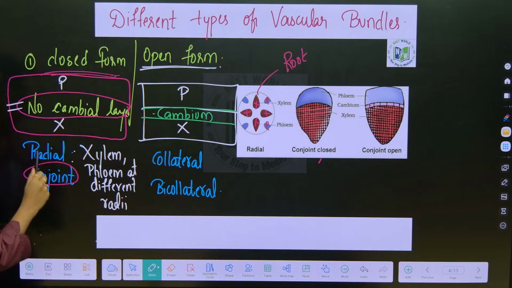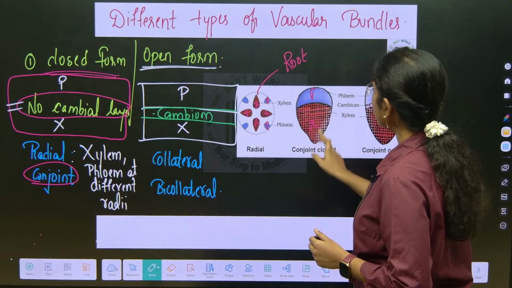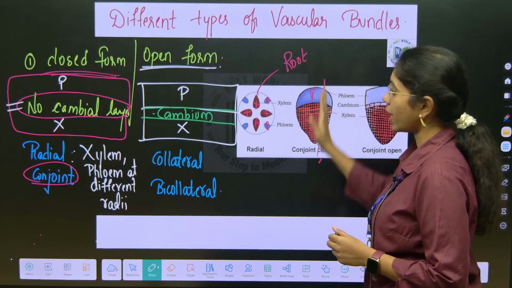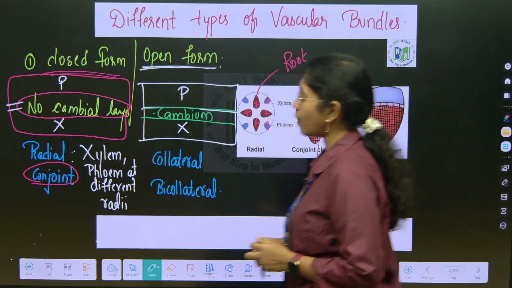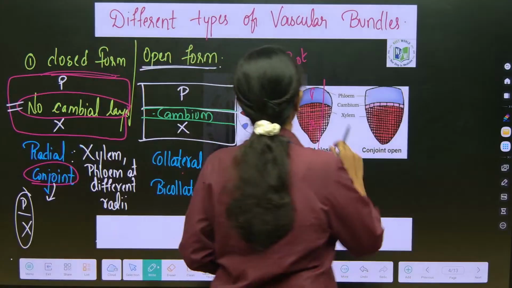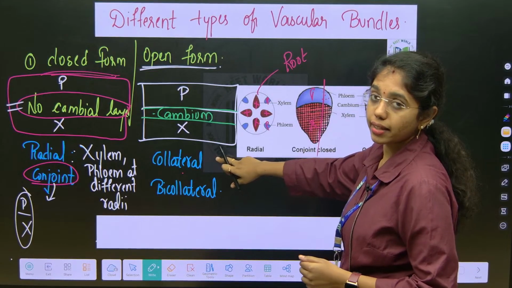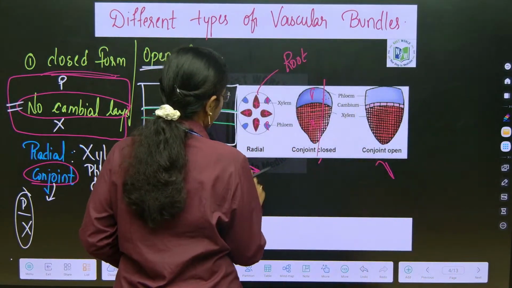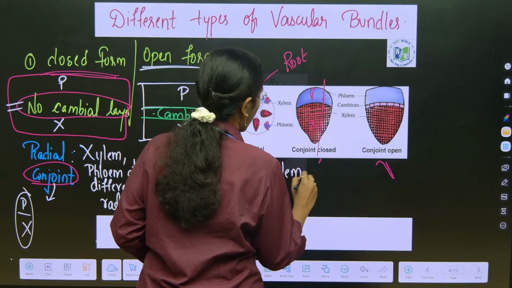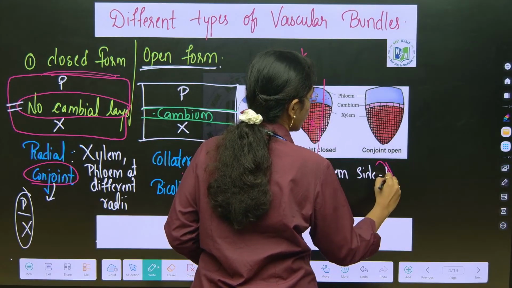And here you see conjoint type of vascular bundle arrangement, wherein xylem and phloem are at the same radius. Fine. Now, collateral. If xylem and phloem are side by side of each other, then you will address that type of vascular bundle as collateral, wherein xylem and phloem are side by side of each other.